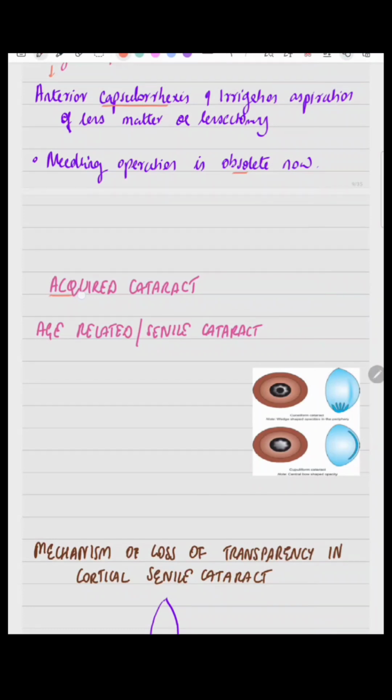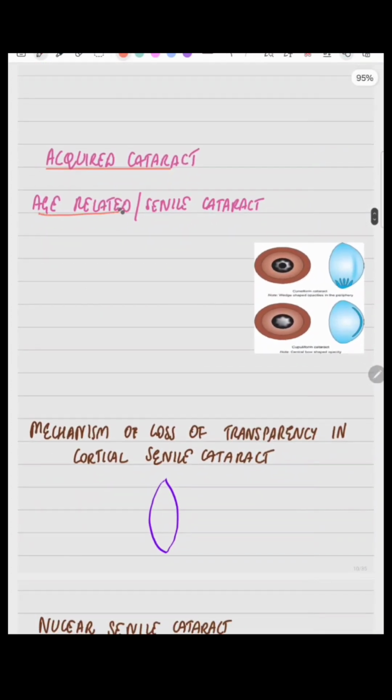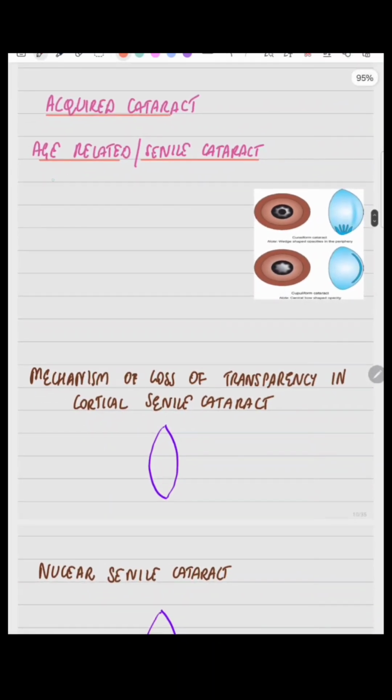Next, coming to acquired cataract. First is age related or senile cataract. It is the most common cause of acquired cataract. After 70 years, more than 90% of individuals develop senile cataract. More exposure to UV rays may result in early onset and maturation of senile cataract. Smoking is associated with nuclear cataract.